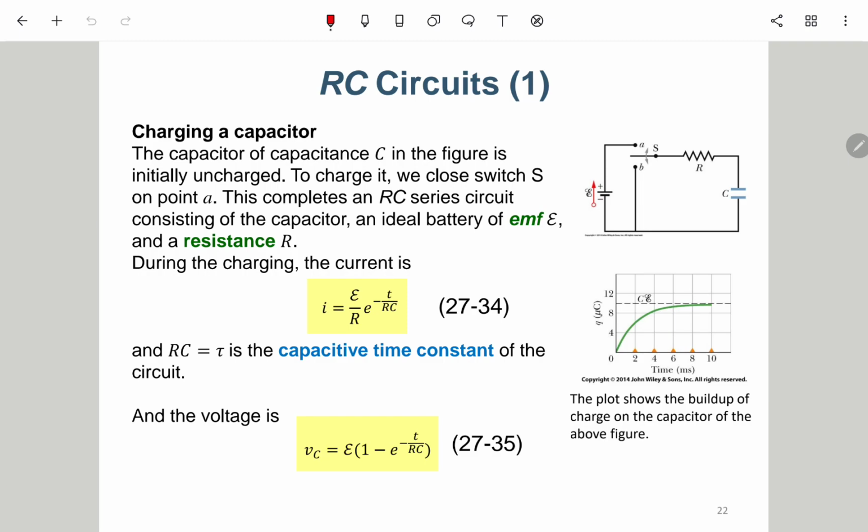Okay, so here we have an RC circuit. Let me try to, maybe we need to take some time.